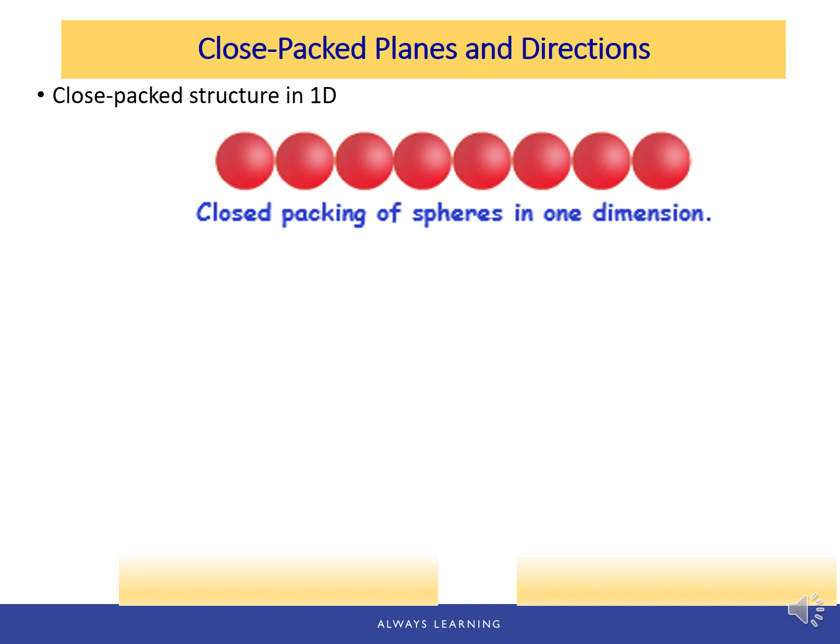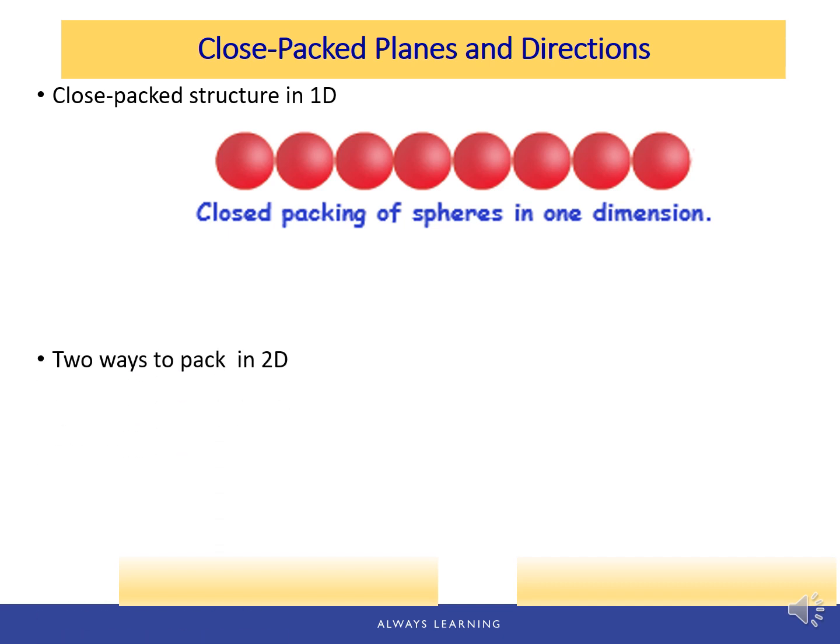There's no gap between the atoms. So this is the close packed structure in 1D. And now let's add another row to make it a 2D packing. There will be two ways to add a second row.